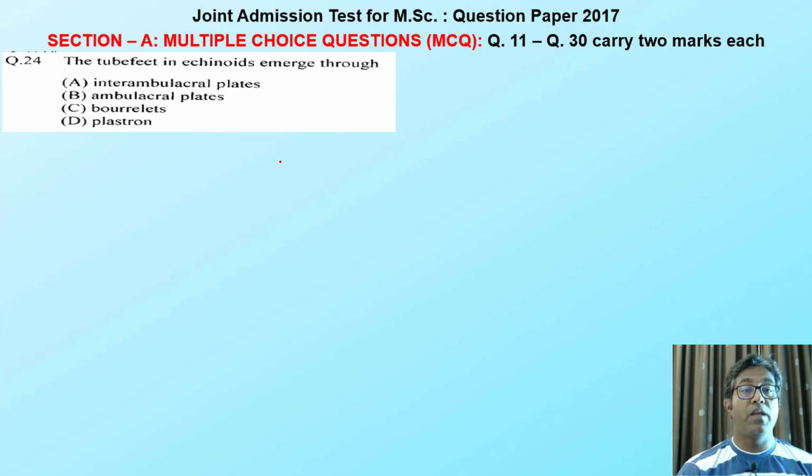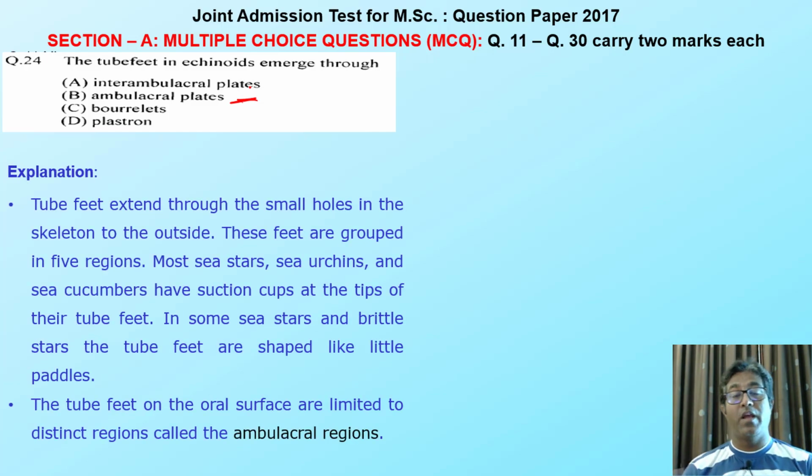Now, the tube feet in echinoderm emerge through. It is also a direct question related to a definition. The tube feet in echinoderm emerge from the ambulacral plate. The direct definition is there. No need to look here and there. You can directly mark your option as B, 24B. Go through and read the definition again.